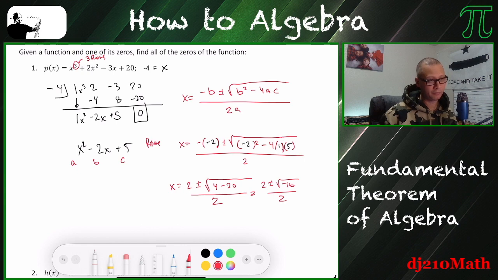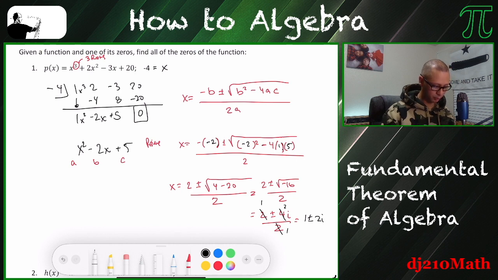We have a negative inside the square root, so we can take that out as i. The square root of 16 is 4, so 4i over 2. We can reduce this one last time because there's a 2 in everything. We can cancel out the 2's, they become 1's, and the 4 becomes a 2. So the final answer is 1 plus or minus 2i. So our roots are x equals negative 4, which was given, x equals 1 plus 2i, and x equals 1 minus 2i.